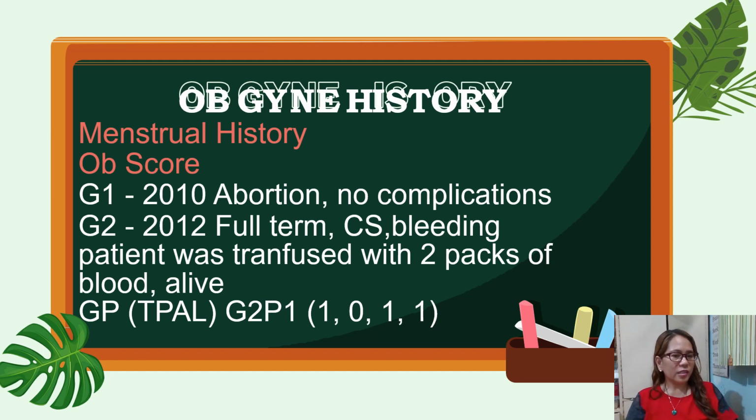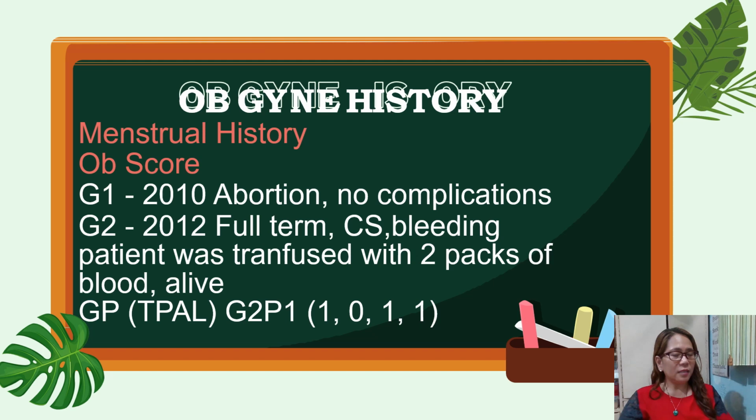So here is an example. OB score. Gravida 1. Okay, unang pregnancy, unang pagbubuntis. In 2010, nagkaroon ng abortion, no complication. Second pregnancy, gravida 2. In 2012, full term, it was delivered via cesarean section. There is a complication, bleeding. Patient was transfused with 2 packs of blood and the baby is alive. So, paano natin gawin yung OB scoring natin?